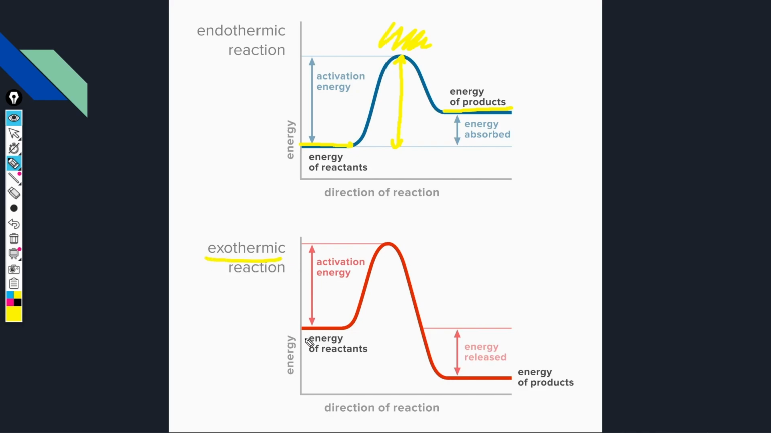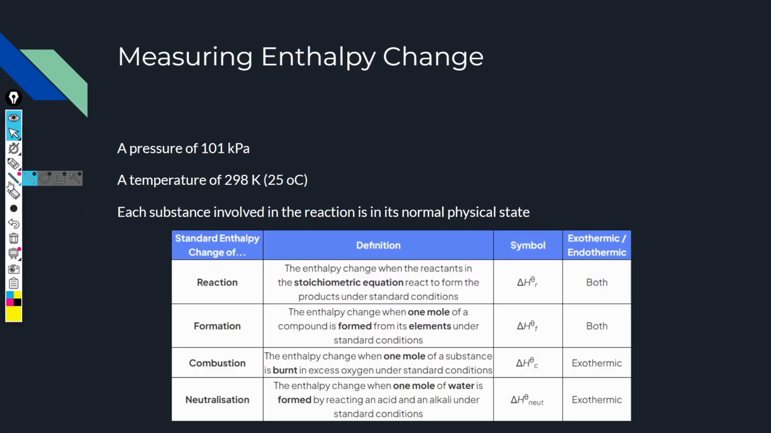And similarly, in an exothermic reaction, we know this is the activation energy. This is the energy release. This is the delta H, and over here, this will be the delta H, which will be positive. This will be negative. And over here, we can see the reactants have more energy than the products, as energy is being given off.